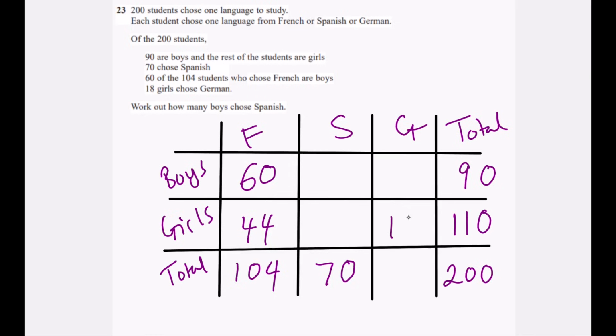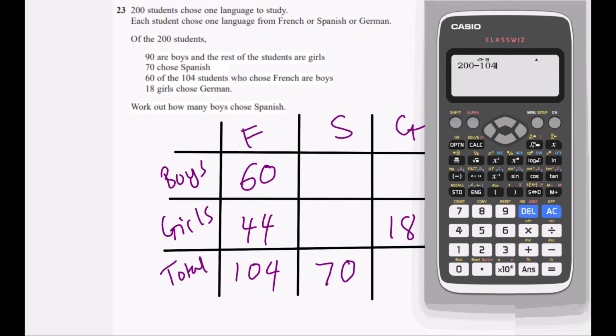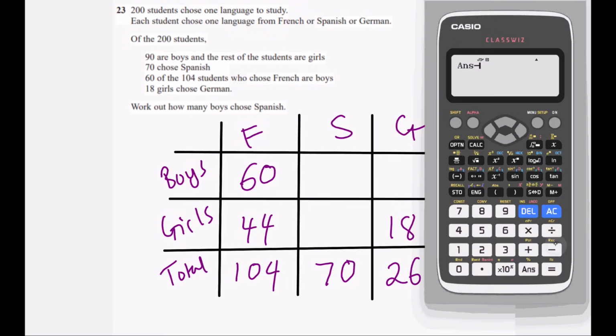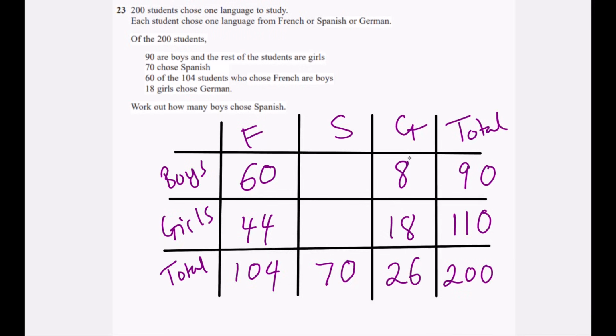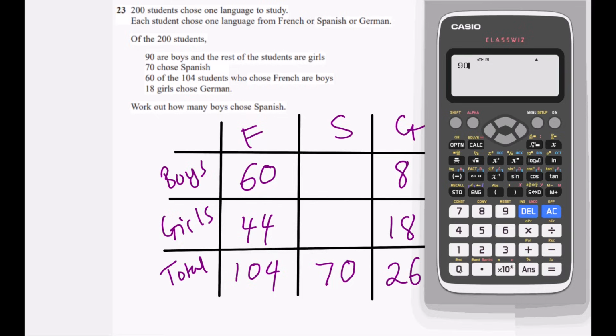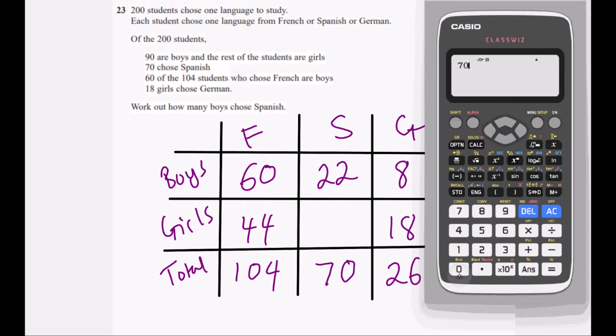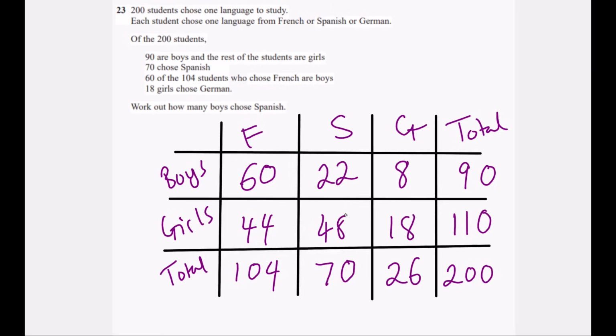And 18 girls German, and we just need to fill in the blanks. So we can work out how many did German by doing 200, take away the French and the Spanish. 200, take away 104, and take away 70 is 26. So 26 did German, 18 were girls, so the rest were boys. Take away the 18, and that's 8. Then we can find boys that did Spanish by doing 90, take away 60, and take away 8. And that's 22. We may as well complete it. 70 take away 22, 48. So the answer, boys that chose Spanish, 22.